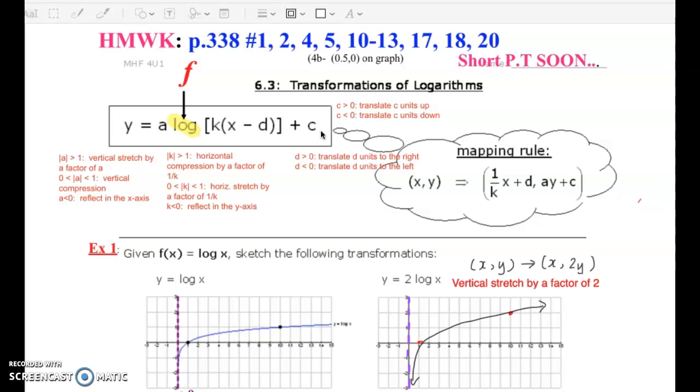Putting these parameters into the mapping rule, you will get your very familiar, hopefully, expression of (1 over k times x plus d, comma, ay plus c).